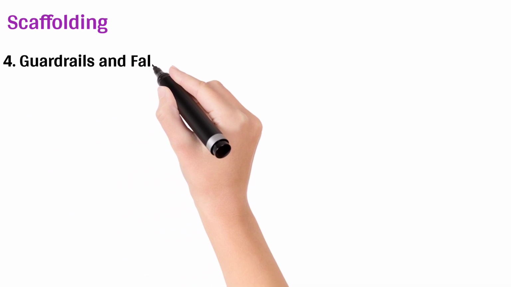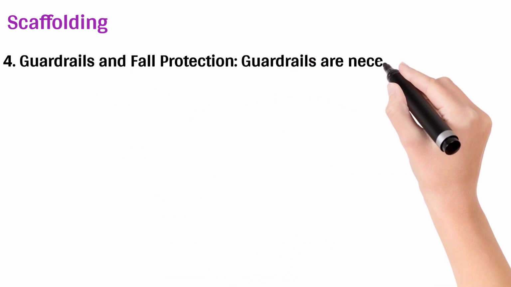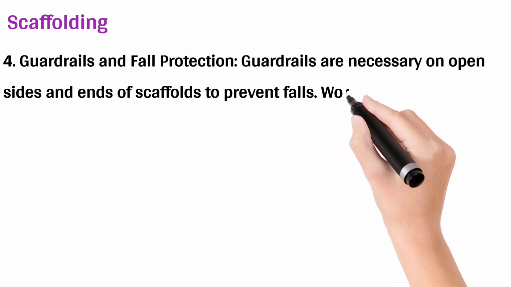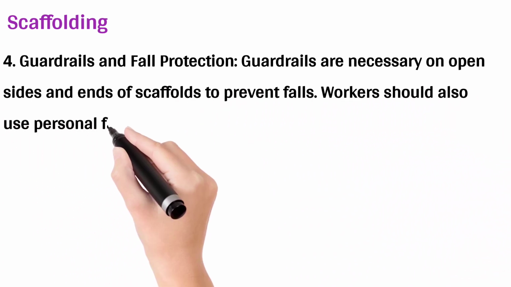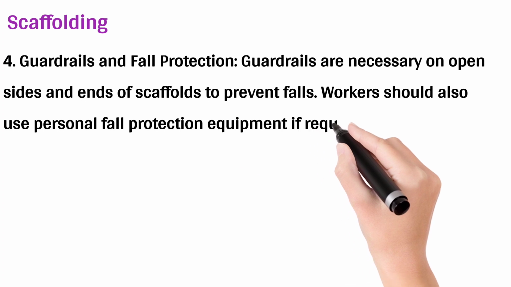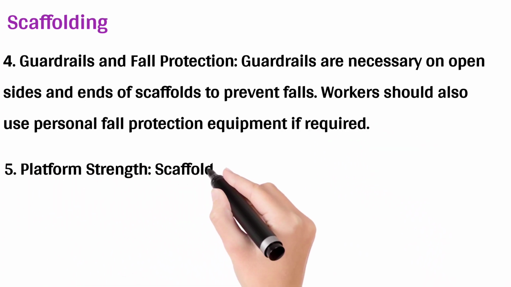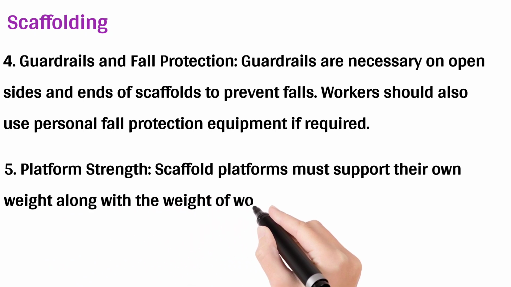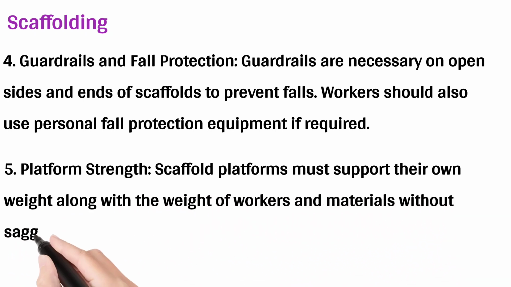4. Guardrails and fall protection. Guardrails are necessary on open sides and ends of scaffolds to prevent falls. Workers should also use personal fall protection equipment if required. 5. Platform strength. Scaffold platforms must support their own weight along with the weight of workers and materials without sagging or collapsing.